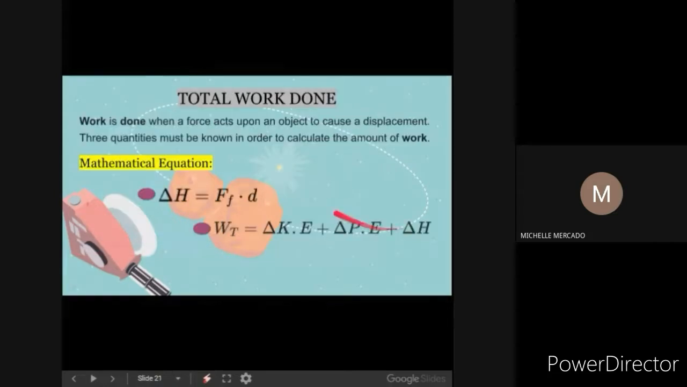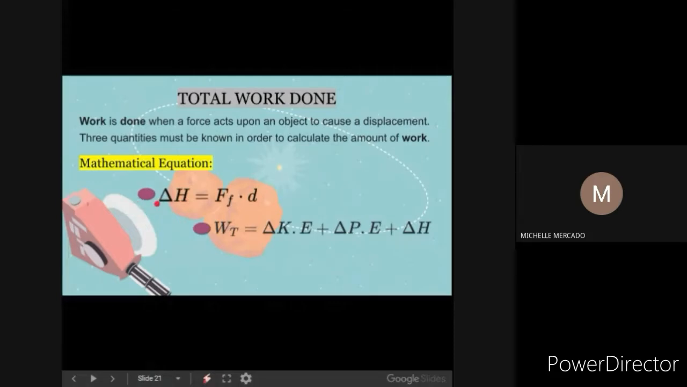Okay, next, the total work done. Ano po ba yung tinatawag again na total work done? So, work is done when a force acts upon an object to cause a displacement or the overall change in the position of an object. So, again, three quantities must be known in order to calculate the total amount of work. So, what are those? The change in kinetic energy, change in potential energy, then change in heat energy.